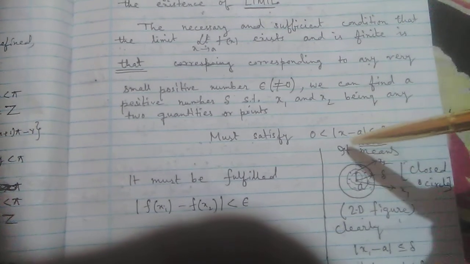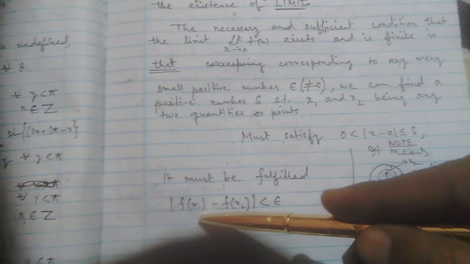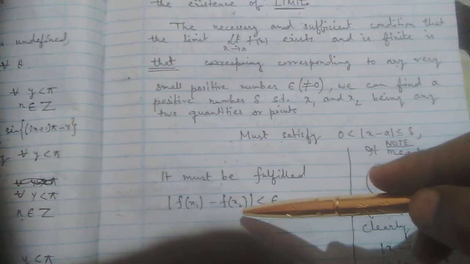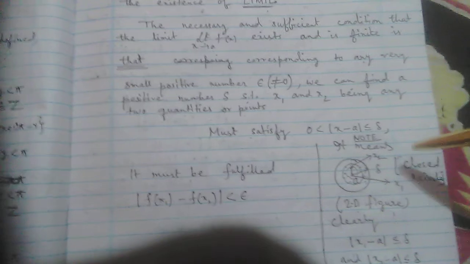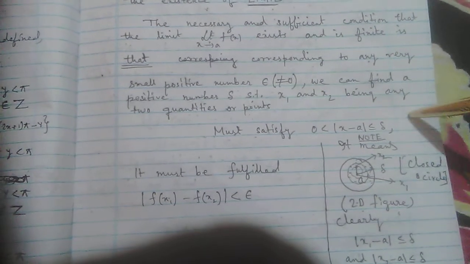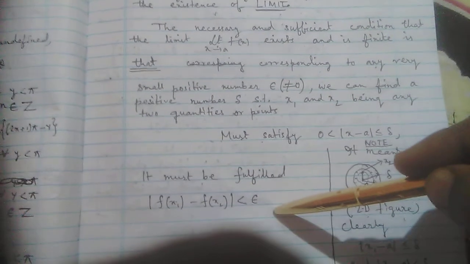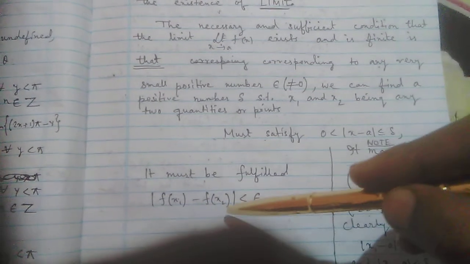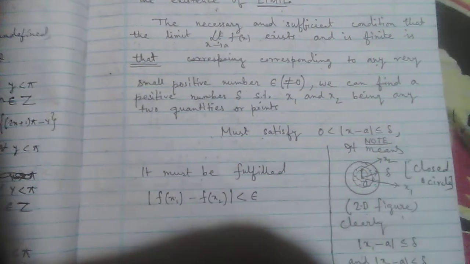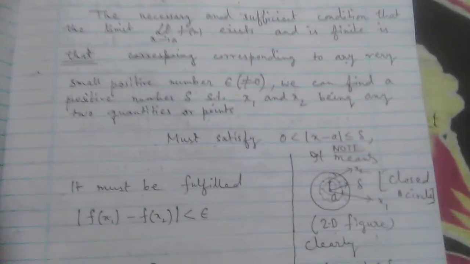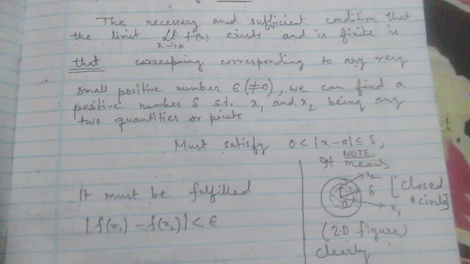If such a condition holds, then it must be fulfilled that mod of f(x1) minus f(x2) is less than epsilon. It is also a very important thing to understand. If one condition is satisfied, then the other condition must also be satisfied.